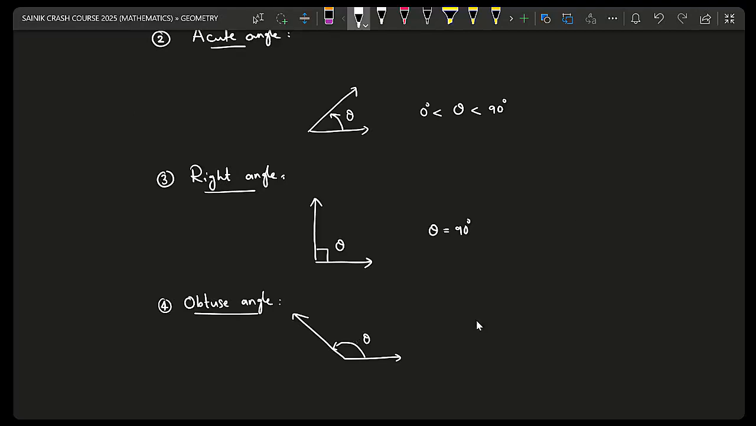So theta is more than 90 degrees but less than 180 degrees. 180 degrees means two right angles only. So any angle lying between 90 degrees and 180 degrees, we call it an obtuse angle. So 91 degrees, 100, 130, 140, any angle less than 180 and more than 90, we call it an obtuse angle.